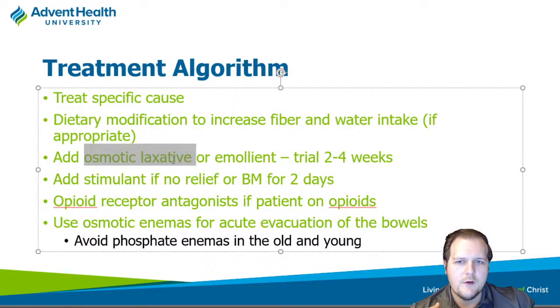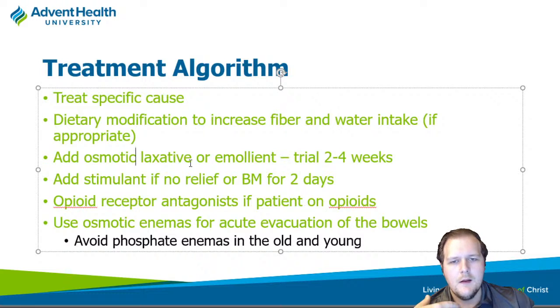Typically, you can start out with an osmotic laxative or an emollient and try for about 2 to 4 weeks or so. So this is like lower dose polyethylene glycol, like Miralax, or docusate, something like that. And then if it's still not happening, there's no bowel movement for about 2 days or so, then you can add on a stimulant. But again, you want to use that for as short a course as possible.